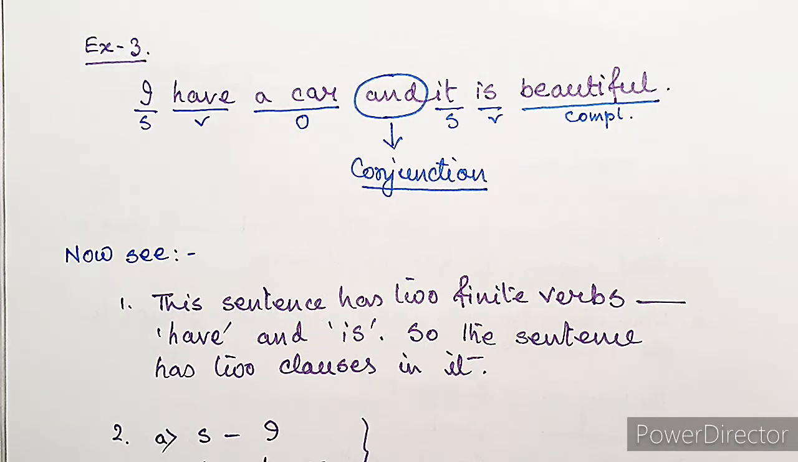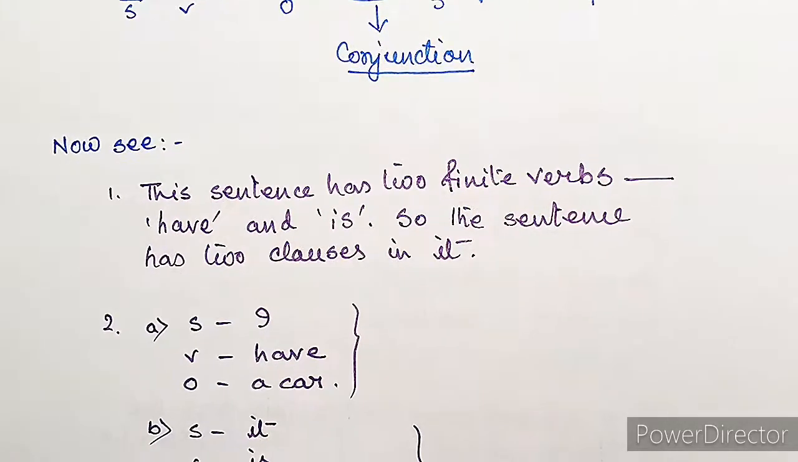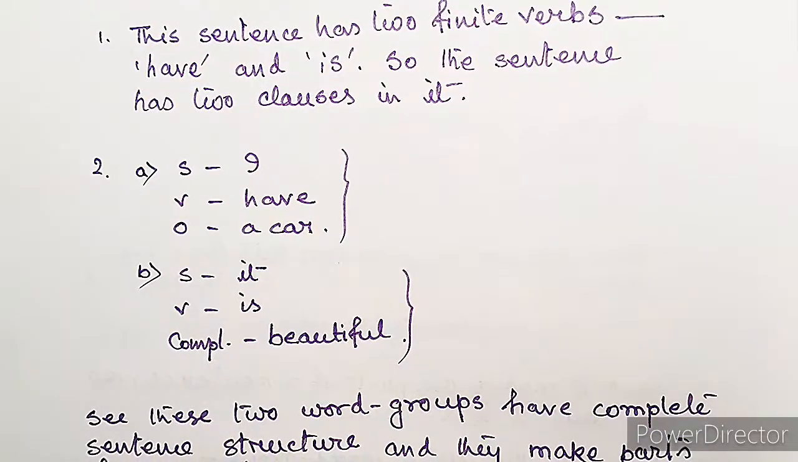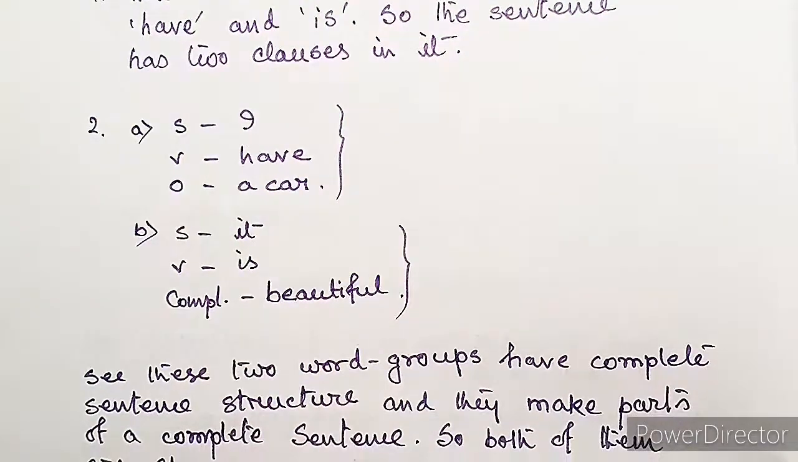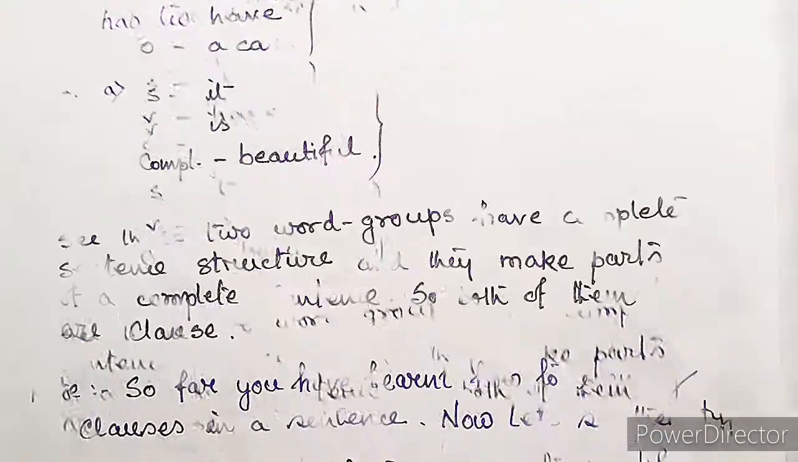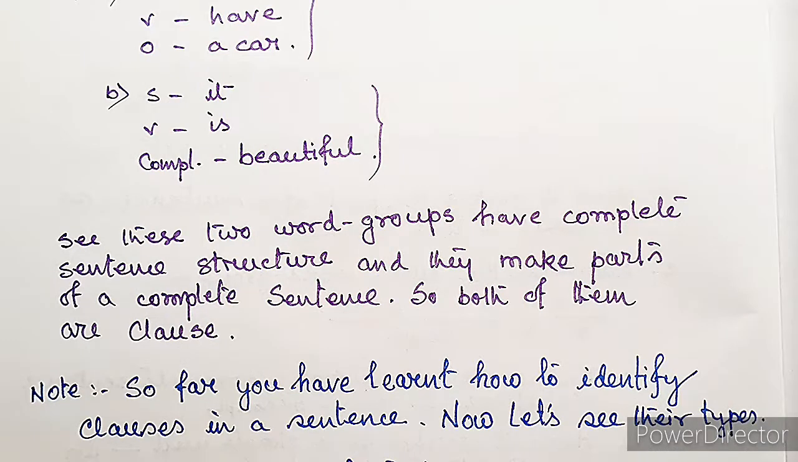Now take the next example, I have a car and it is beautiful. Now see, this sentence has two finite verbs, have and is, so the sentence has two clauses, no doubt. Note, in first case, the subject is I, the verb is have and the object is a car. And in the next case, the subject is it, the verb is "is" and its complement is beautiful. See, these word groups have a complete sentence structure and they make parts of a complete sentence, so both of them are clauses.